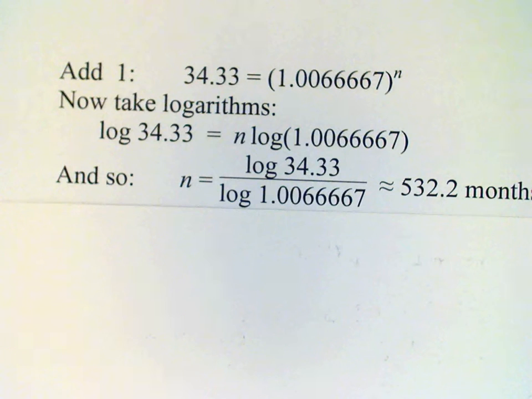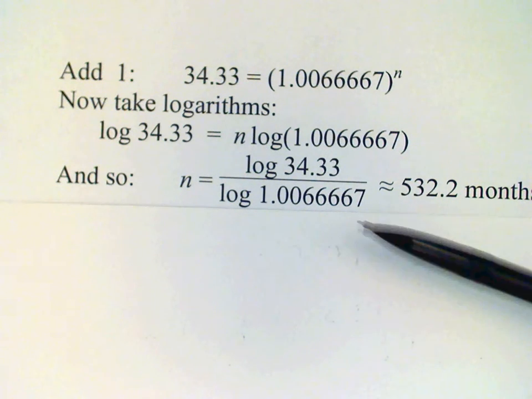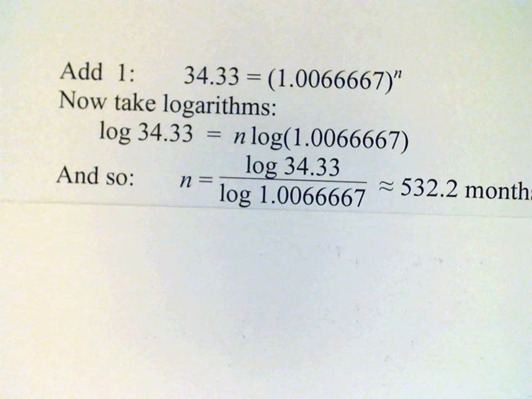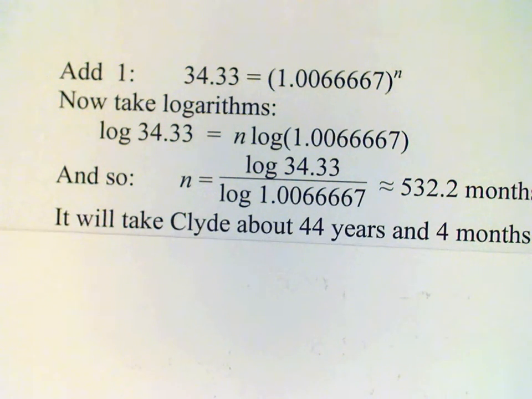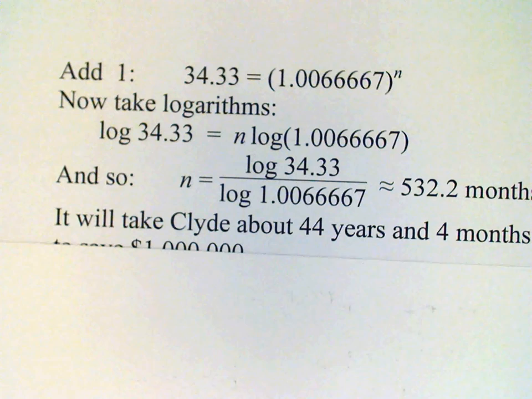And so you may remember that solving an equation like this is not difficult because those logarithms are just numbers. We can calculate them on our scientific calculator. And we find that n is equal to log 34.33 divided by log 1.00666667. And the answer turns out to be about 532 months. Okay, so this is an unfamiliar number of months, but if we divide by 12, then we find it will take Clyde about 44 years to save this money.